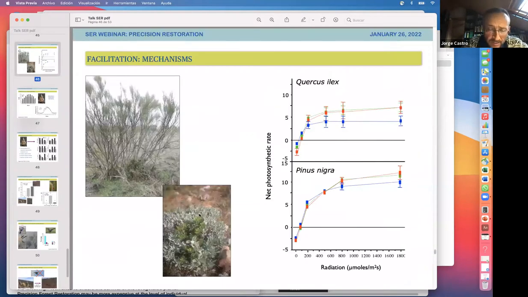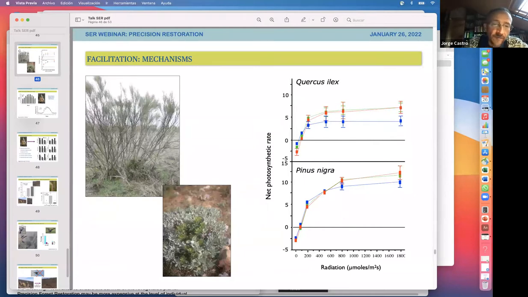Look, this is a salvia. That is a very good nurse plant because it's a very shallow root plant which provides a lot of benefit. This is an oak, a holm oak growing below the shrub, all right? The point is that this shrub doesn't protect against herbivores because it's too small.